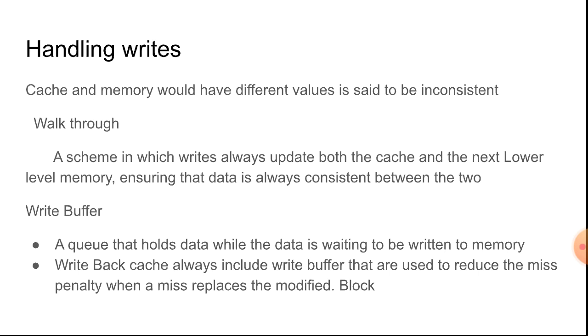Write buffer, a queue that holds the data while the data is waiting to be written to memory. And next, write back. The write back cache always includes the write buffer that is used to reduce the miss penalty when a miss replaces a modified block.